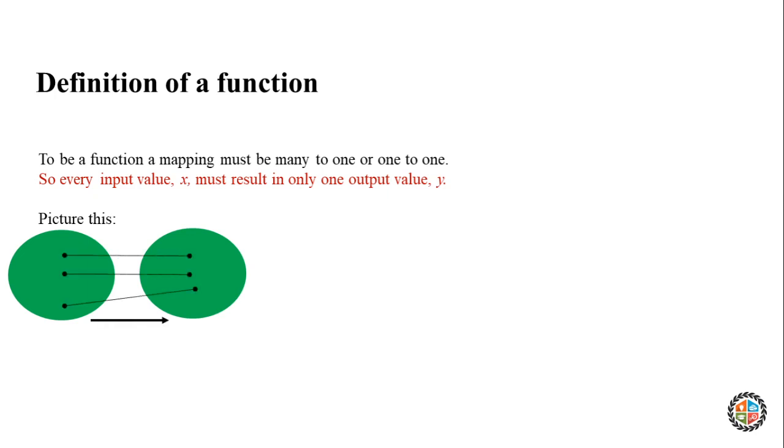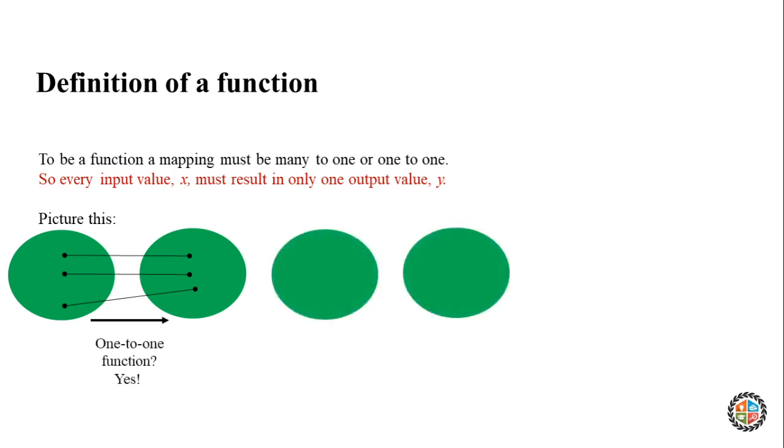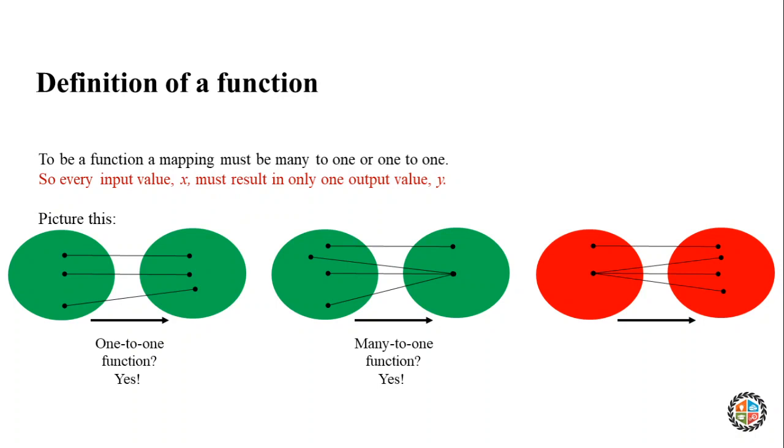So if it is a one-to-one, it is a function. If it is many to one, then it is a function. But if it is one to many, then it's not a function. So basically, this is the definition of a function. So let's move to some examples of identifying what is the domain and the range. I repeat, domain is the input value x, while the range is the output value y.